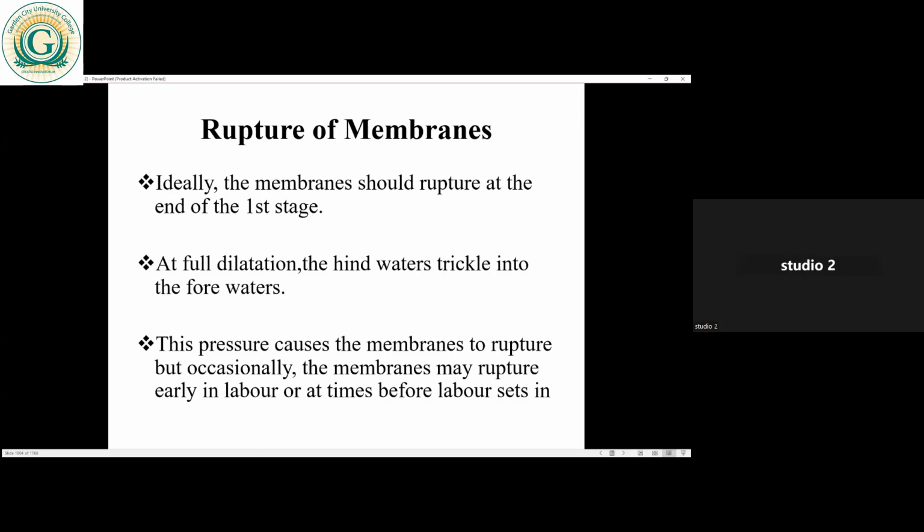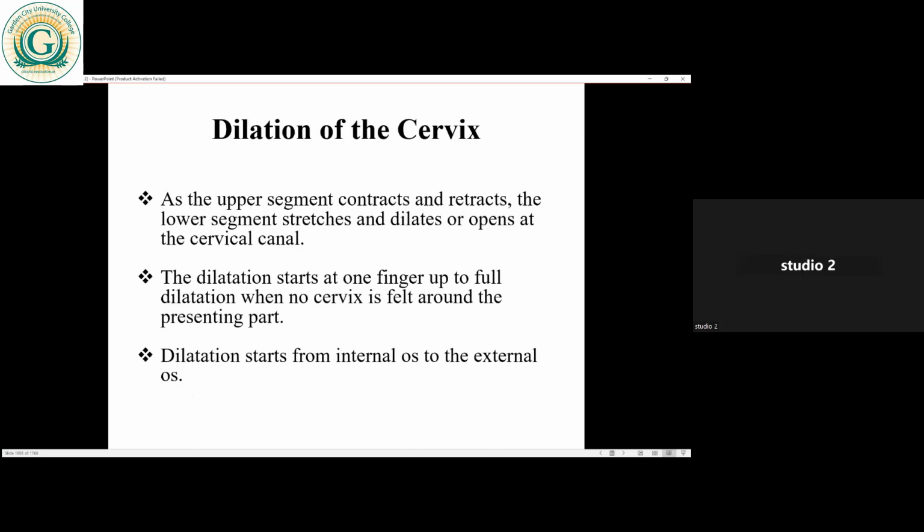Then finally, the membranes should rupture at the end of the first stage. At full dilatation, the hindwaters trickle into the forewaters, increase pressure on the membrane, and rupture. But occasionally the membranes may rupture early in labor or at a time before labor sets in, and that's not good. And then the cervix dilates.